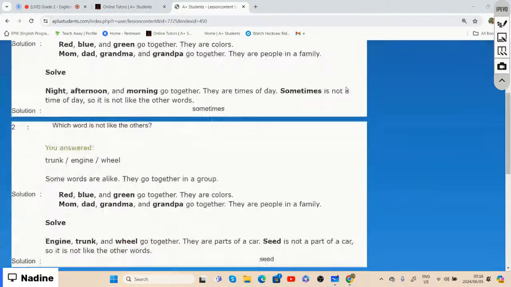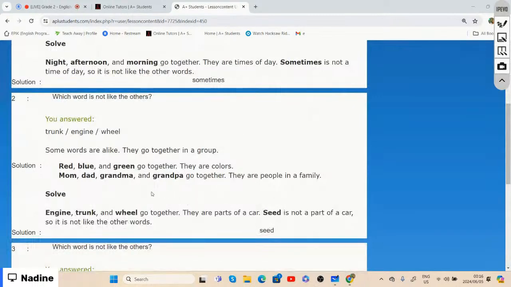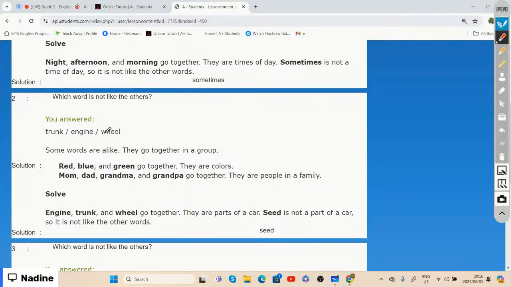All right. If we look at these words also, we have words like trunk, engine, and wheel, right? If you look at those three words, they go together. The trunk, an engine, and a wheel. If you look at those three words, they are part of a what? What are they part of? Those three words, trunk, engine, and wheel, what are they part of?